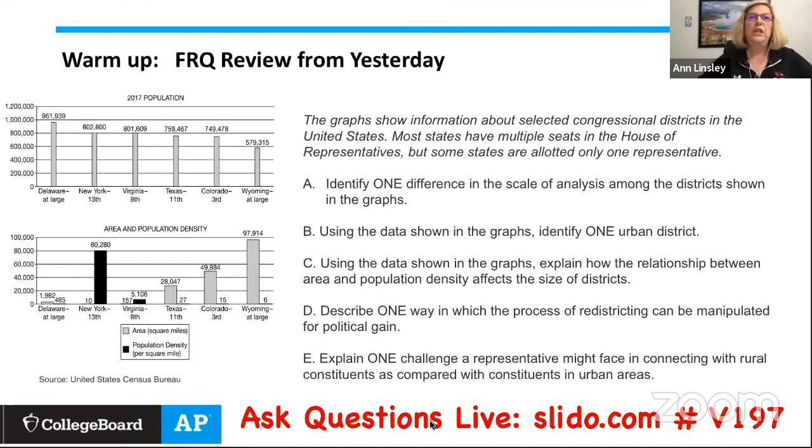So in this first question, you're asked to identify one difference in the scale of analysis among the districts shown on the map. So how am I going to figure this one out? First of all, and I'm going to start saying this every single day, you have to read everything that is on this visual stimulus, everything. Before you start pulling apart the middle, read everything around the edges. Those of you who've been trained on the FR or the DBQ process, you used to do that years ago to train people: everything around the edges first.